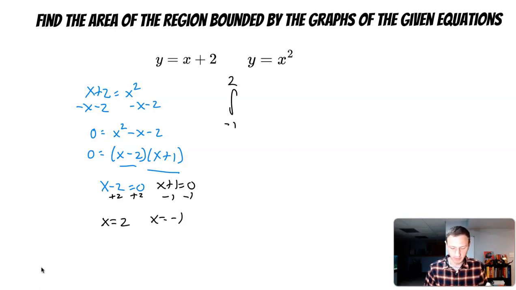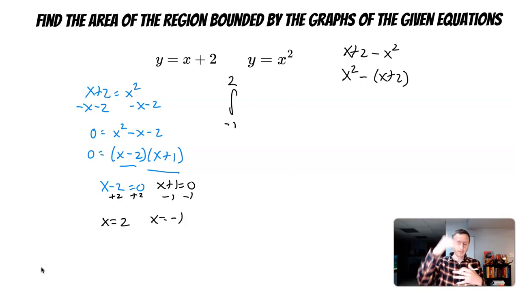Cool. Now, next is we need to figure out, is it going to be x plus 2 minus x squared? Or is it going to be x squared minus x plus 2? Like, which one's on top and the bottom? So top minus bottom is how we want to look at the area of the region bounded by the graphs of these two given equations. So which one is happening here? Two different ways to do this again. First way is understanding just what these graphs look like. That's one way, just understanding properties of graphs, and if you have pretty good knowledge of that. Second way is graphing them and then seeing which one's on top, which one's on bottom, so which one we would be subtracting.